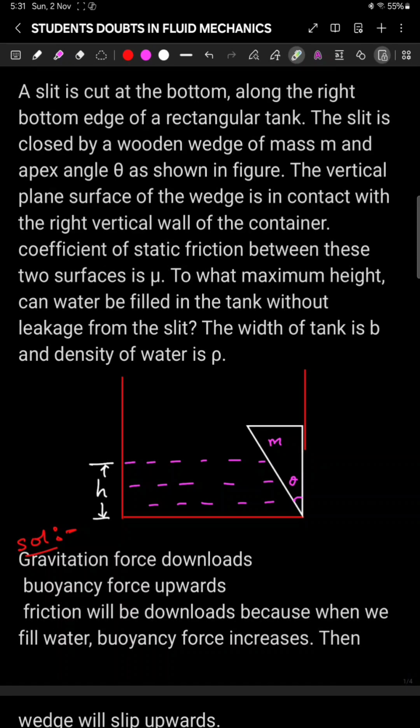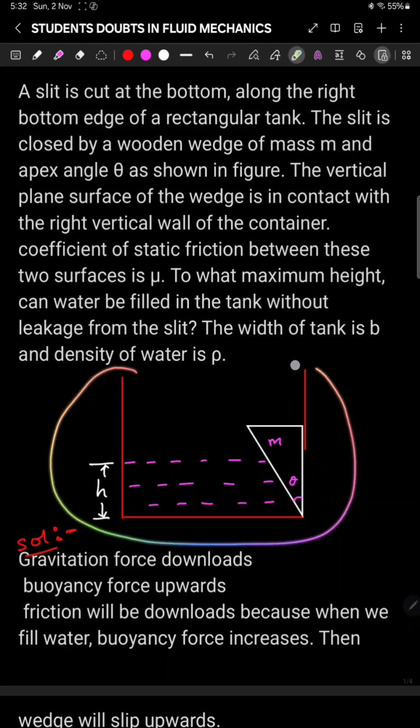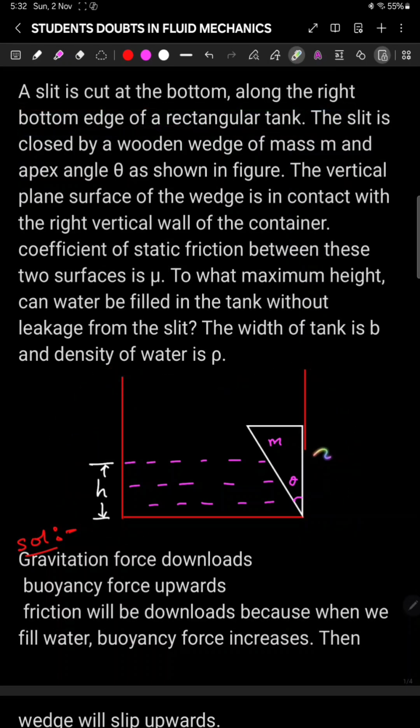Today let us discuss a problem based on hydrostatic pressure in fluid mechanics. Here in this question it was given, a slit is cut at the bottom along the right bottom edge of a rectangular tank. So you can see it was the rectangular tank and it is the right bottom edge. Here we have a hole.